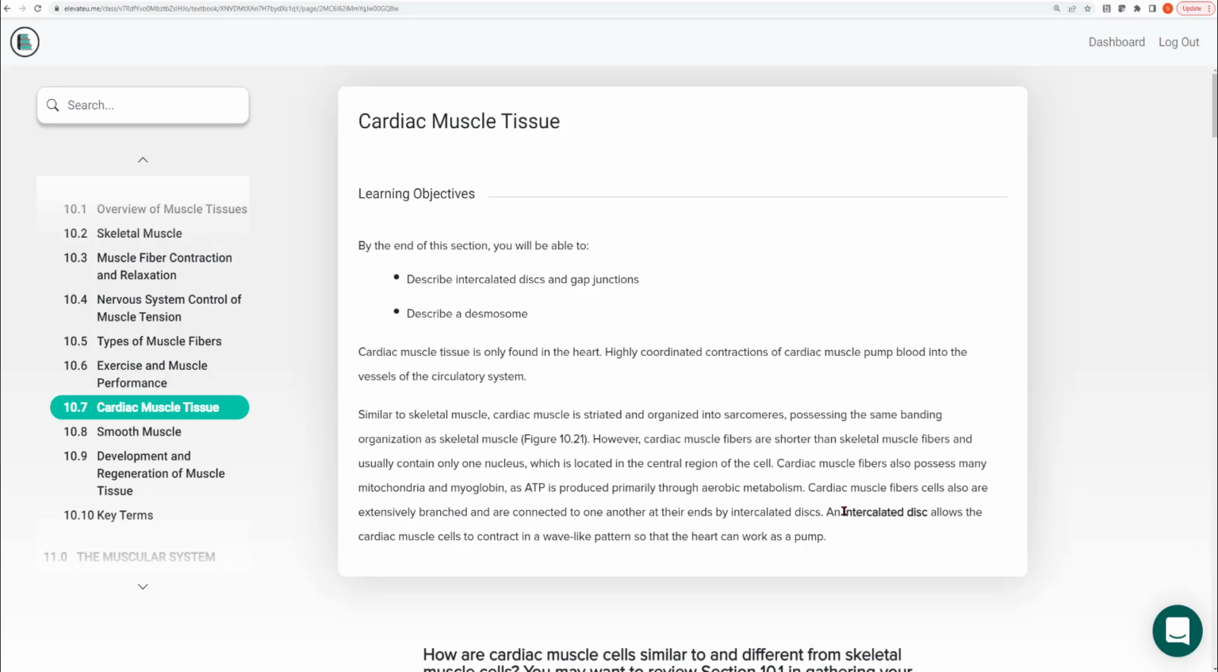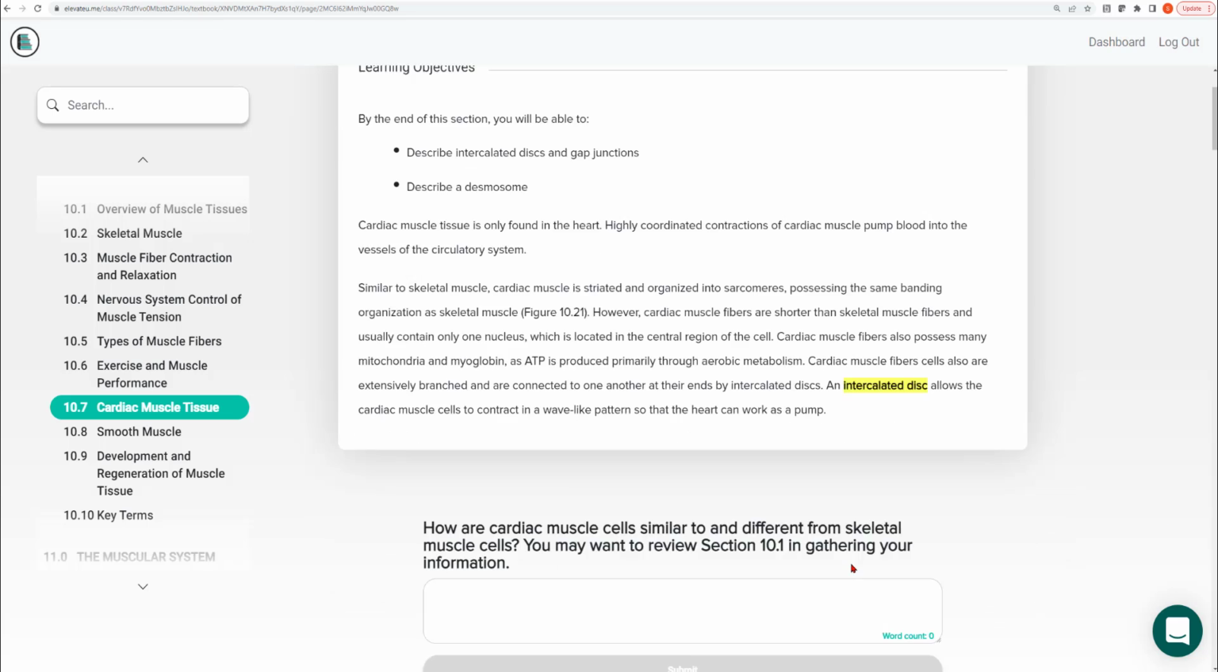Finally, there are these structures called intercalated discs. We'll deal with what those do later, but just know that intercalated discs allow the cardiac muscle cells to connect to each other so that when the heart pumps, all of the cells are able to work essentially as a unit. We need all of the cells in the heart to work as a functional unit.